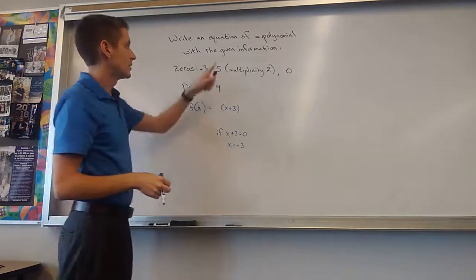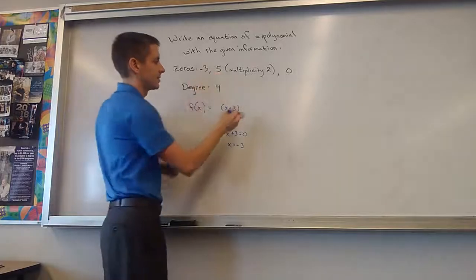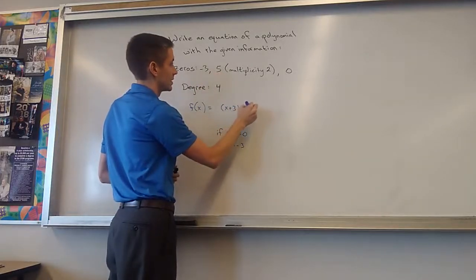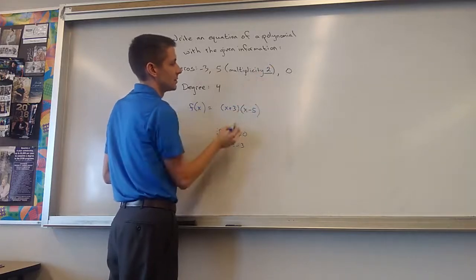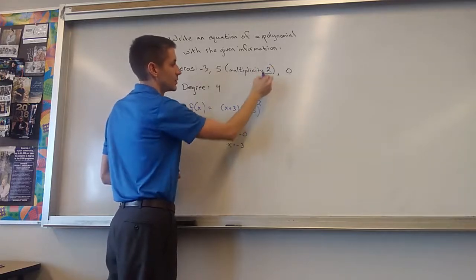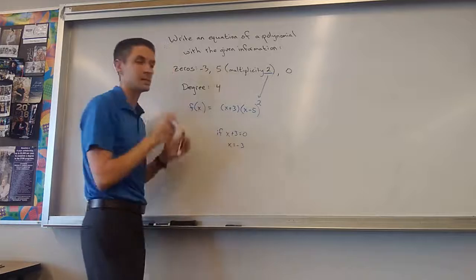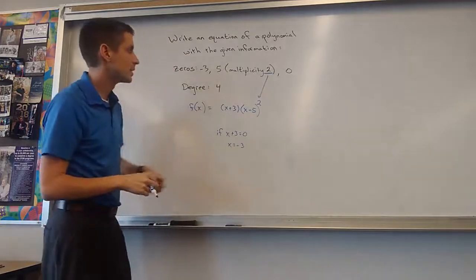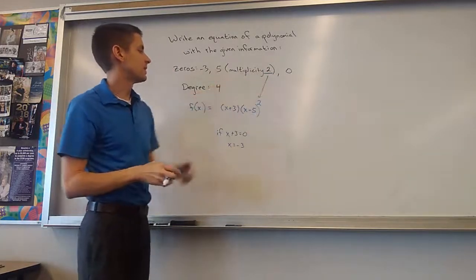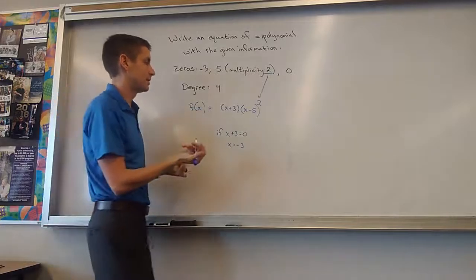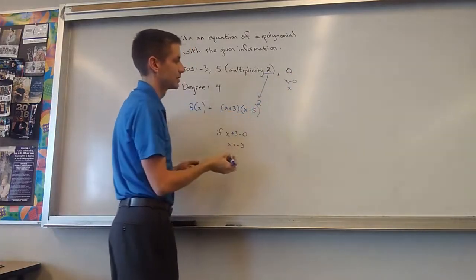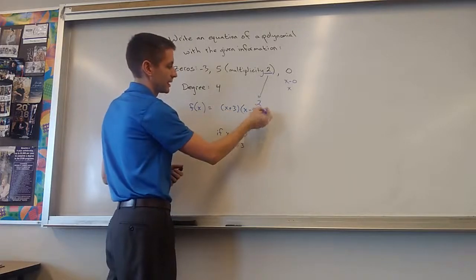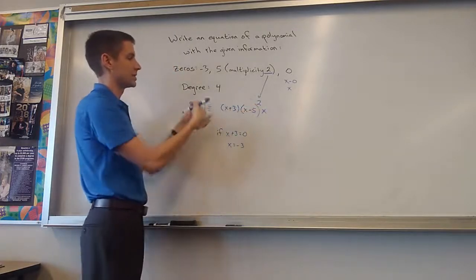If I know that I have a 0 at 5, I could put another term here, x minus 5. But because of the multiplicity 2, I need to make sure to put an exponent of 2 on that specific term. Looking at this third one, if I have just a 0, I could either go x minus 0 for that term, or I could just say x. And I could either put that at the back end or the front end. The order of these really doesn't matter as long as we have all of those.